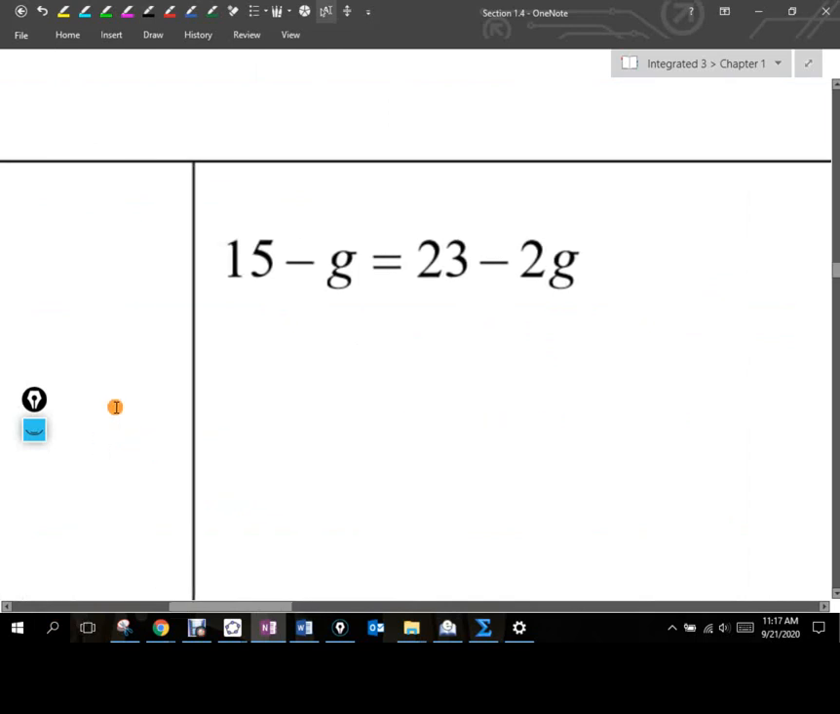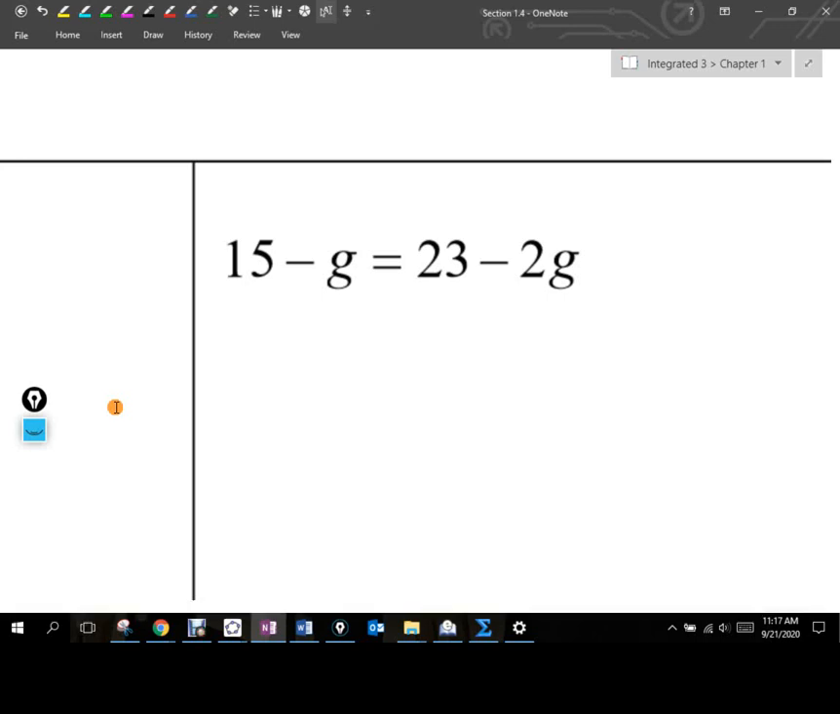So this second one, we'll go across the top. Second one. Okay, what do you want to do first? Yeah? Okay, add 2g to both sides. That's perfectly fine.